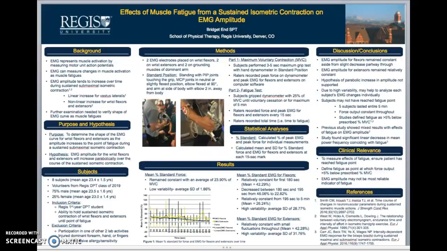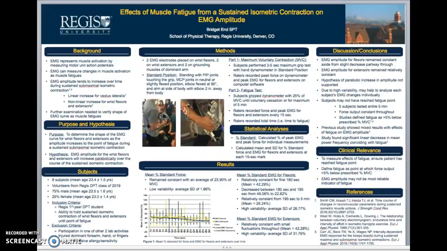DPT class. I excluded those who participated in 2 of the other lab activities that day and those who had an injured forearm, hand, or fingers. For our methods, we placed 2 electrodes on the wrist flexors, 2 on the extensors, and 2 on the grounding muscles of the dominant arm.